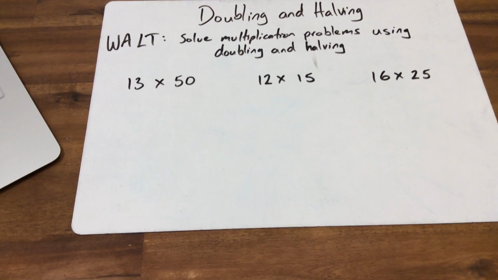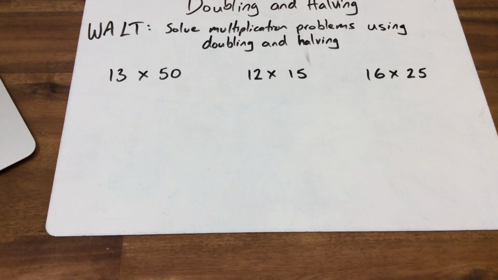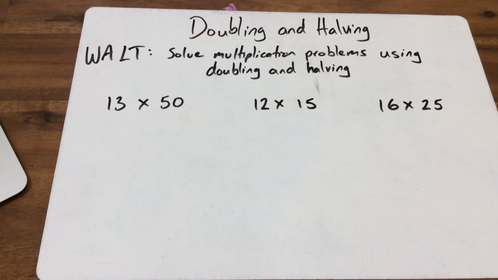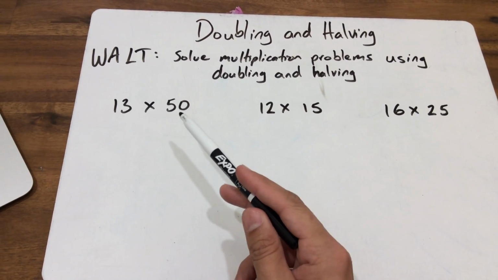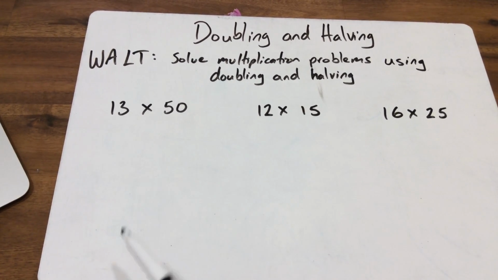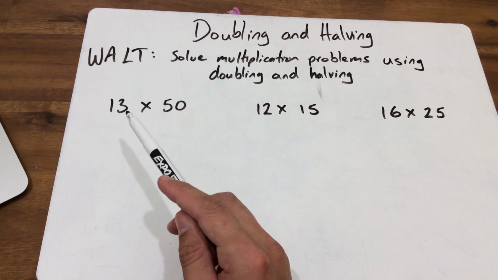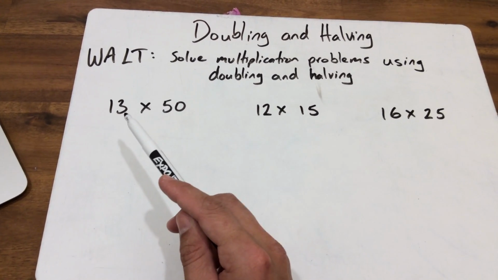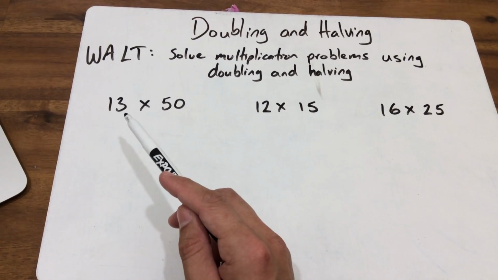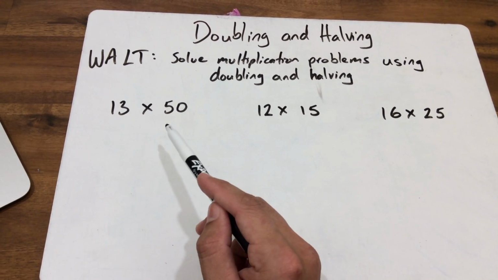So you just have to figure out which one you want to double and which one you could halve. In our first equation, 13 times 50, we could look at halving the 50. We could halve that to 25 and double 13 to 26. You couldn't really do it the other way around. You couldn't halve 13 because it's a prime number, and it's also an odd number. If we tried to halve 13, we get 0.5, so we can't really do that.